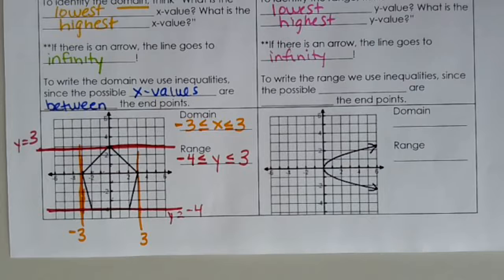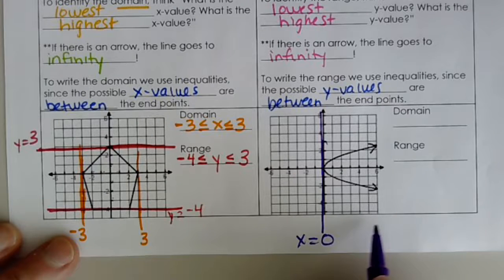Another one like this one, my domain starts here, but it does not include that value because it's an open circle. And it ends at infinity because there's an arrow. So I would put negative 4 less than x less than infinity. And my range starts at positive 1 and goes up. And so that's my range. So again, we're not spending tons of time on this, so that's all I'm going to do with that.